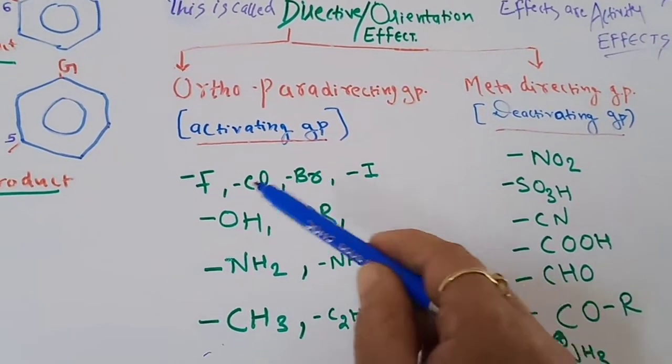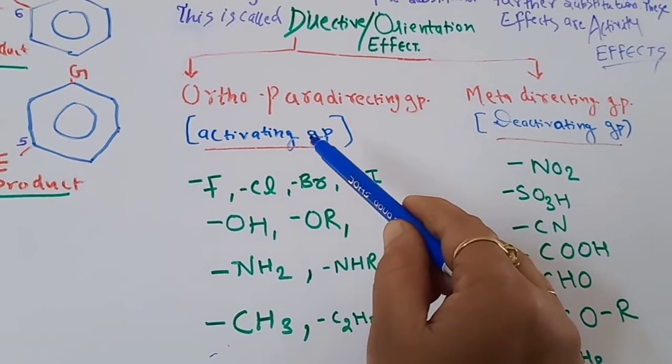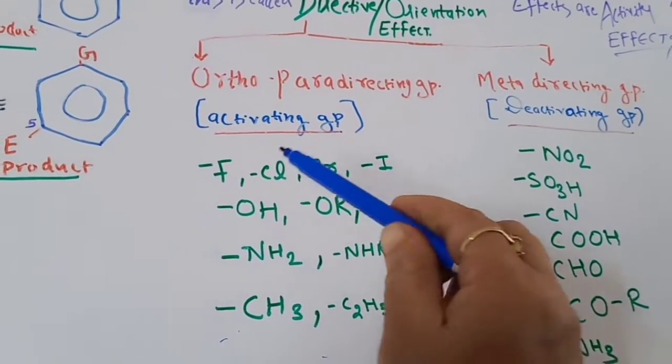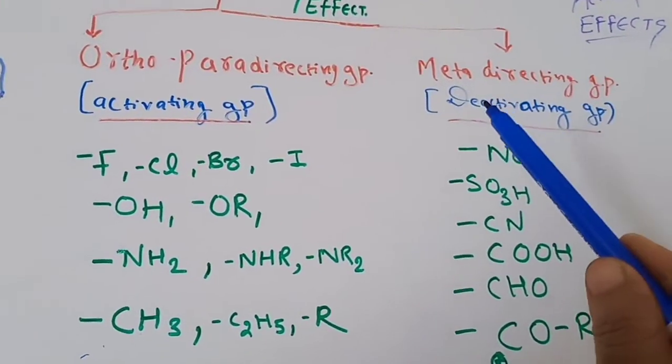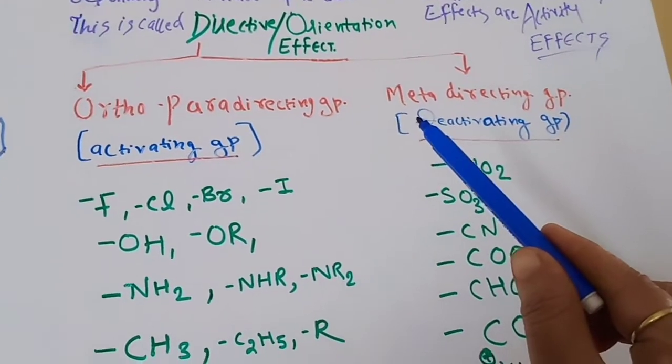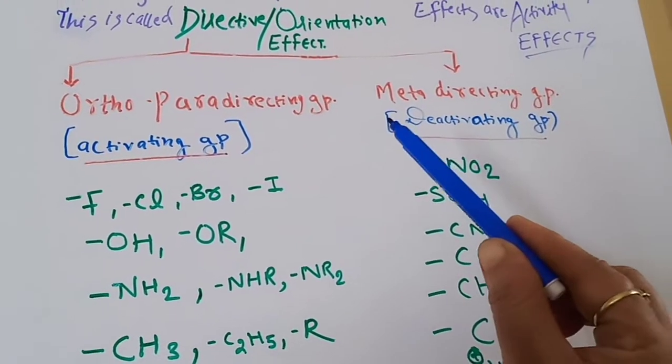Now these groups activate the ring for the substitution reaction, electrophilic substitution reactions. They are also known as the activating group. Then there are certain groups which will direct the coming group to the meta positions. So these groups are known as the meta directing group.